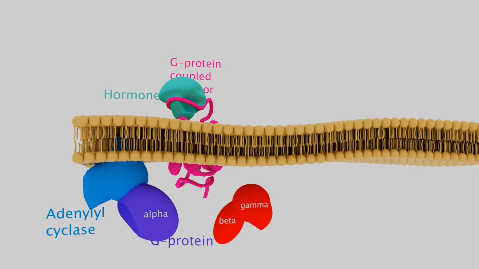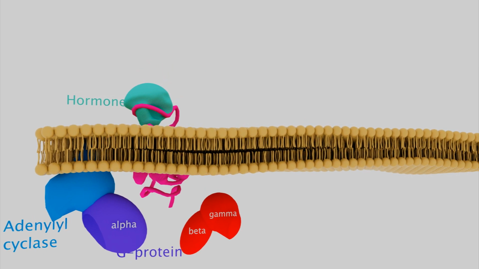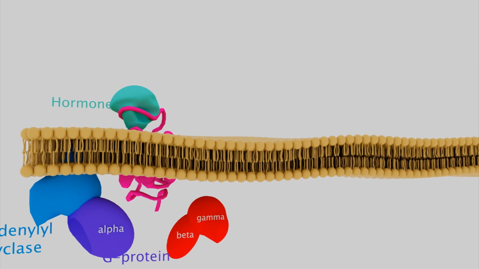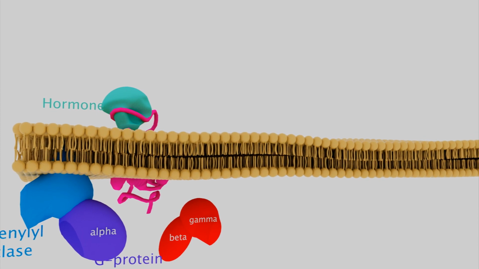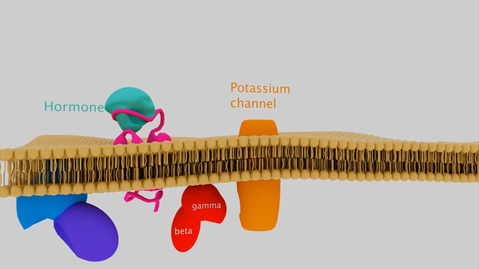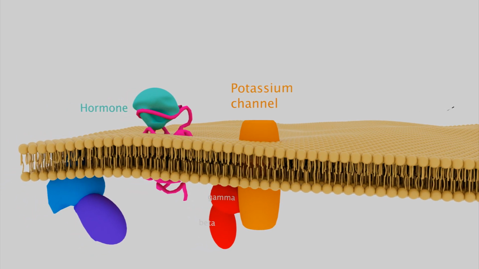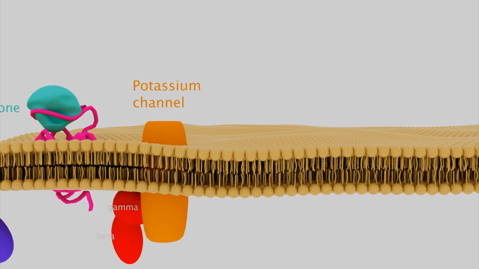Cyclic AMP serves then as an intracellular second messenger to carry out the effect dictated by the extracellular signaling or stimulating hormone. Alternatively, in different conditions, the dissociated beta-gamma complex can activate potassium channels to hyperpolarize cells.